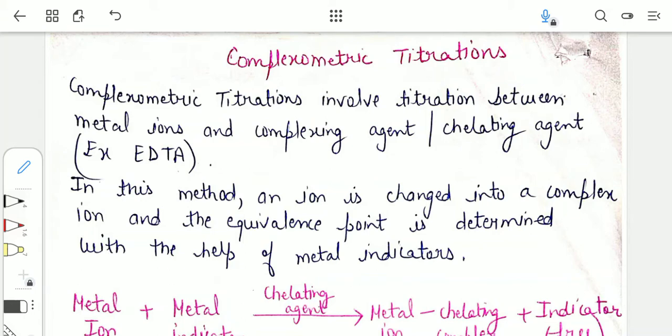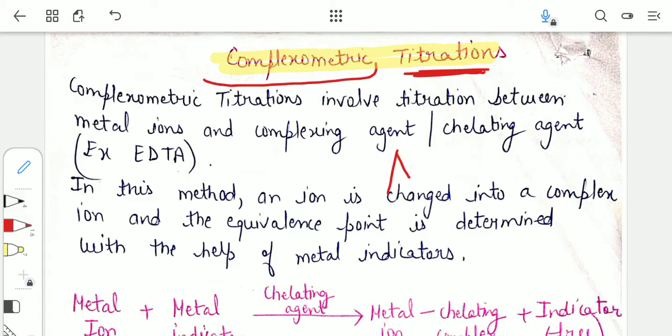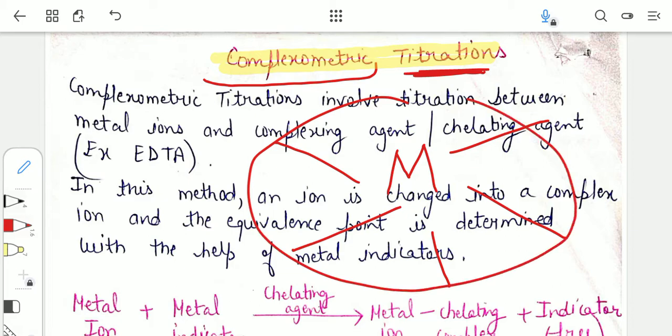So welcome everyone. In this video we will talk about complexometric titrations. From the name itself it is clear that these are the titrations which involve the formation of a complex. Complex means that, for example, here is our metal ion in the center, and that metal ion is being surrounded by a number of different atoms, so we will say this is a kind of complex. This is what the basic complex is.